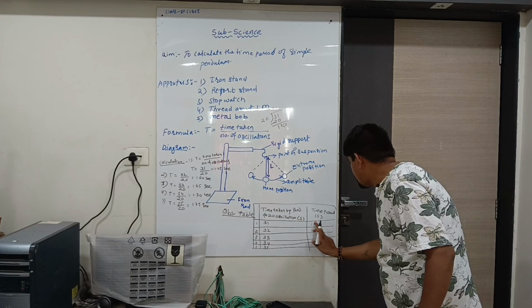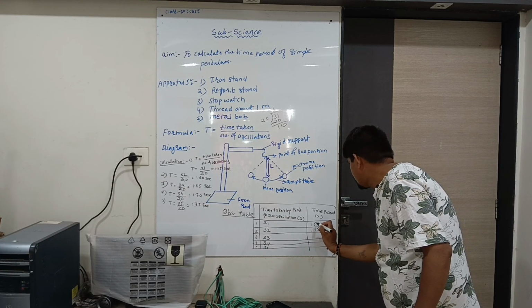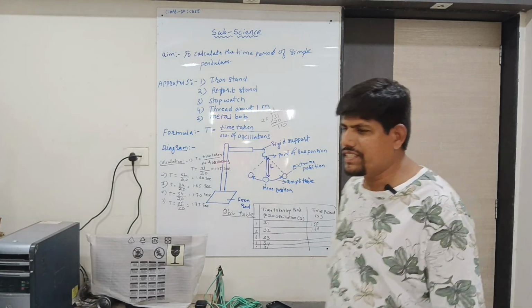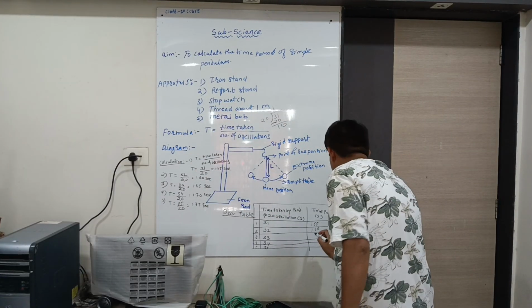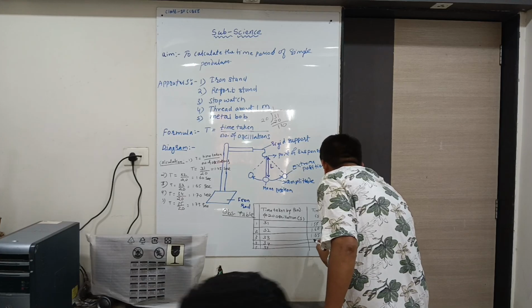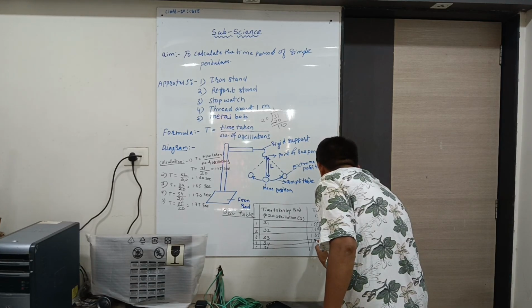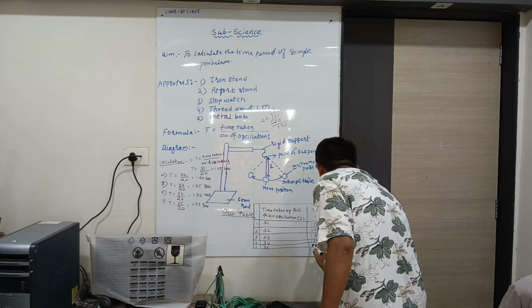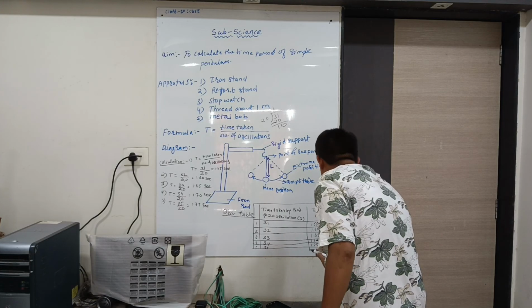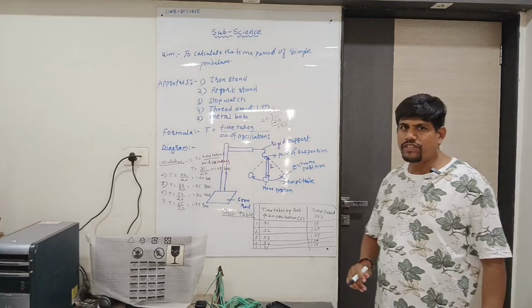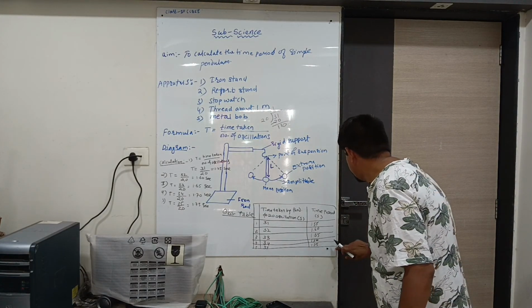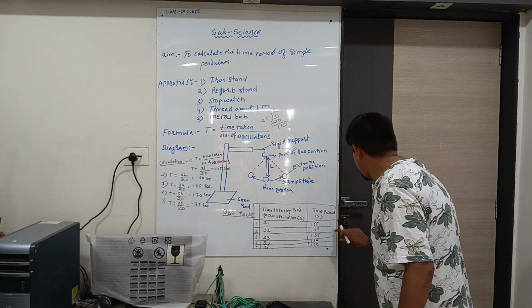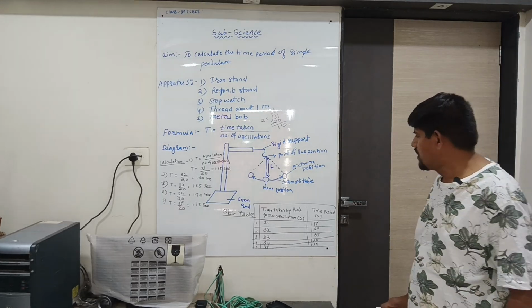First one is 1.55, second one is 1.60, third one is 1.65, fourth one is 1.70, and last one is 1.75 seconds. So this is the observation table, and now we have to calculate the average time period.